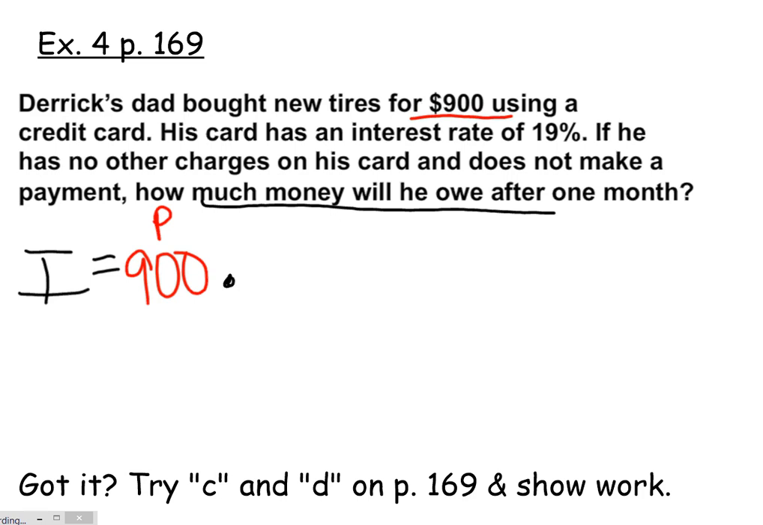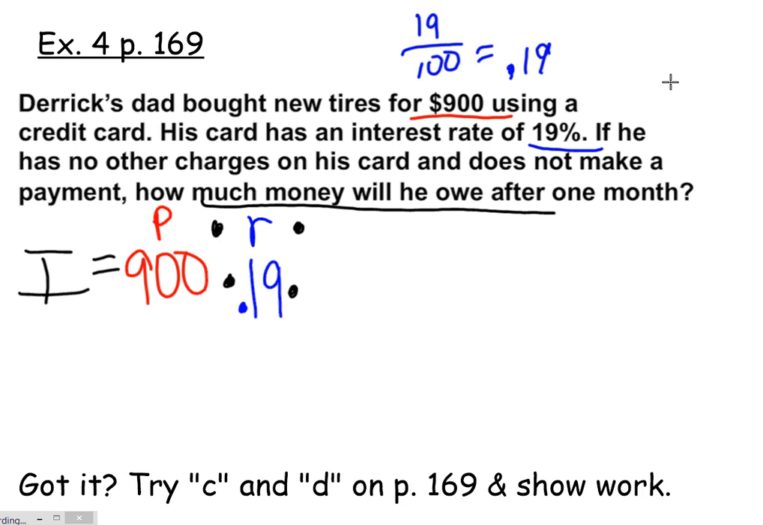Now, the interest rate is 19%. So 19% is 0.19. Just move the decimal 2 places left. Times 0.19 times the amount of time, and time is always measured in years.